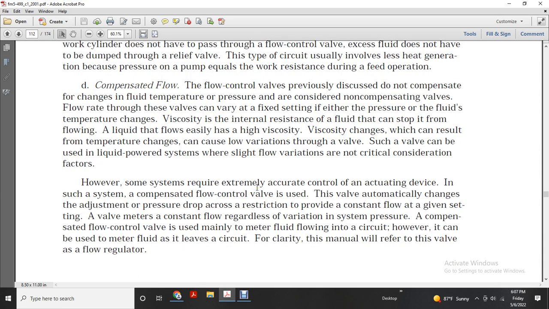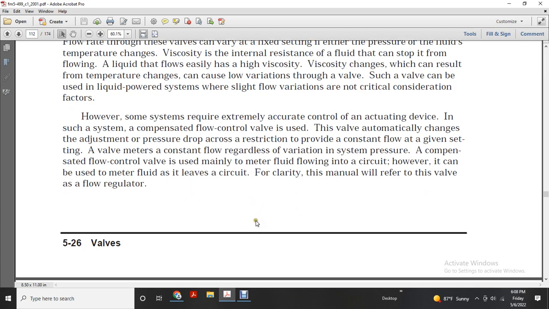However, some systems require extremely accurate control of the actuating device. Within such a system, a compensated flow control valve will automatically adjust for pressure changes and the restriction, providing a constant flow at the given setting regardless of variations in system pressure. The compensating flow control valve is mainly used to meter fluid flowing into the circuit. However, it can also be used to meter fluid out of the circuit. It is referred to as a valve and flow regulator.